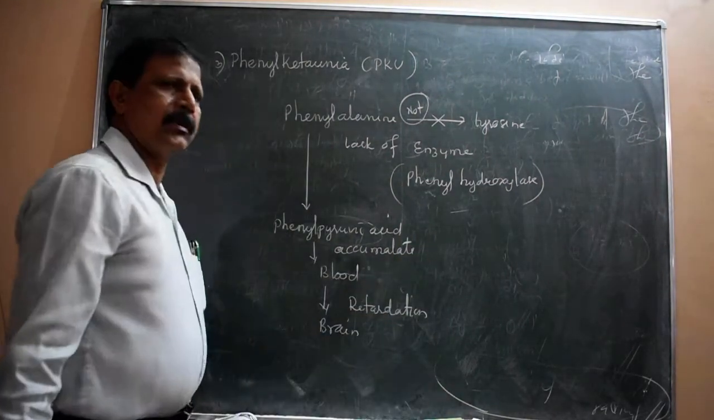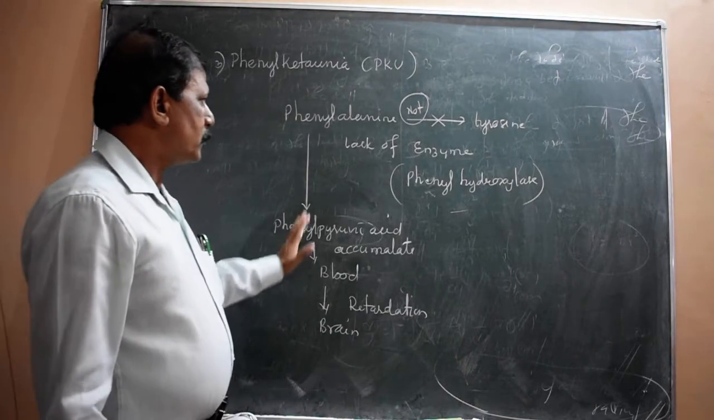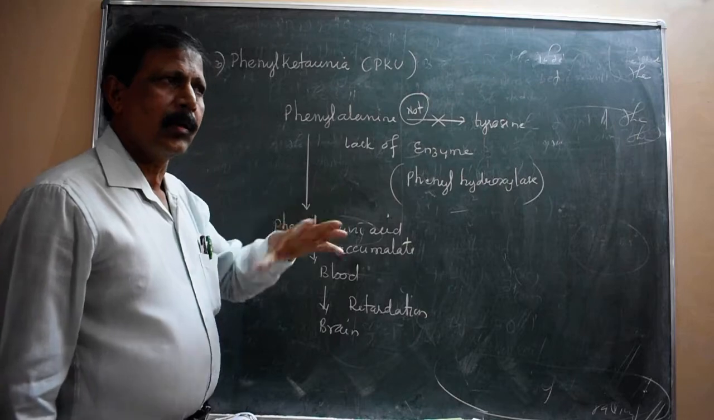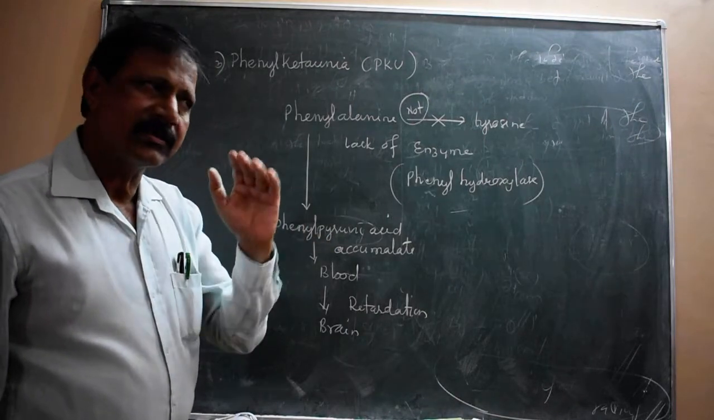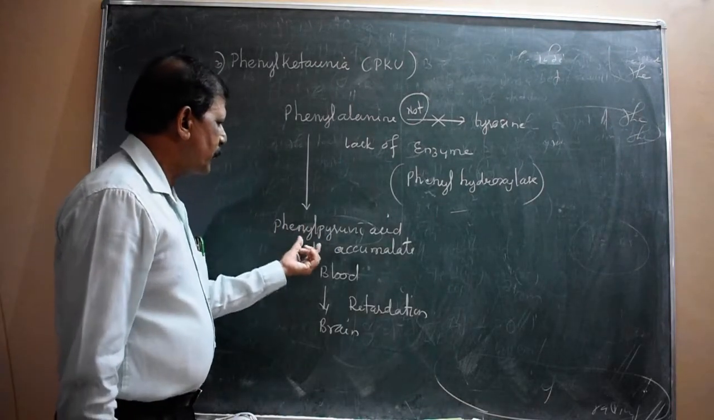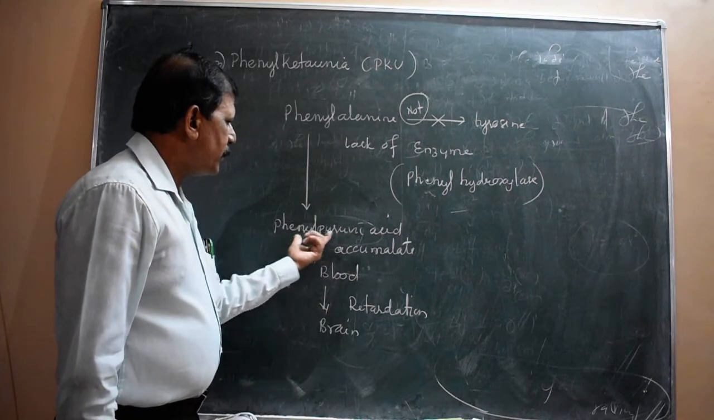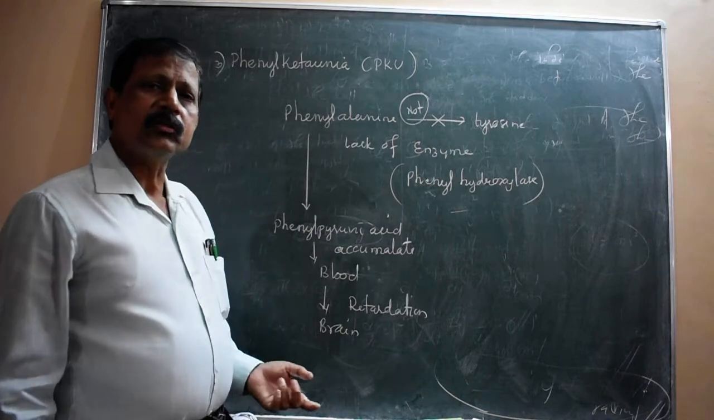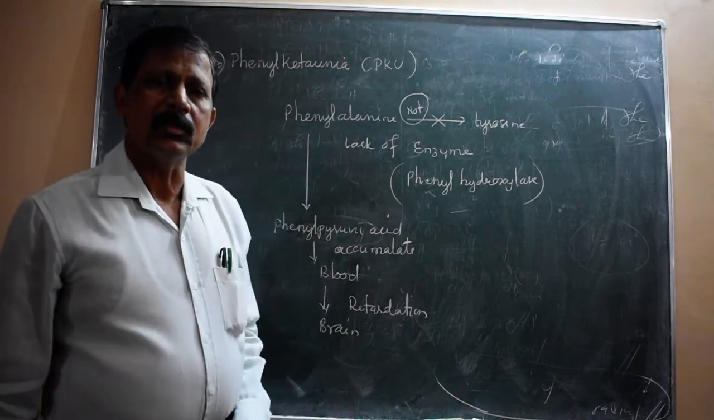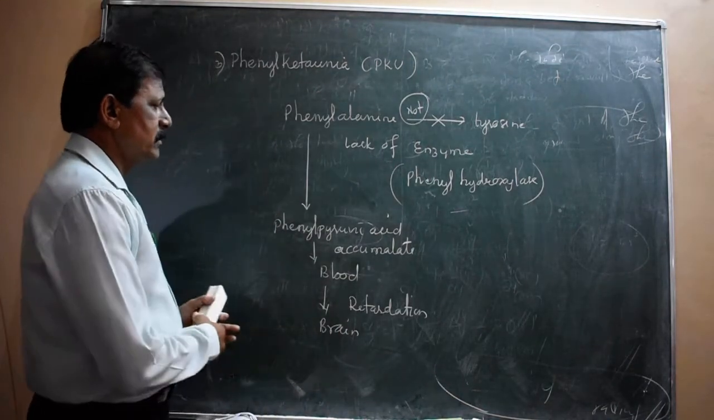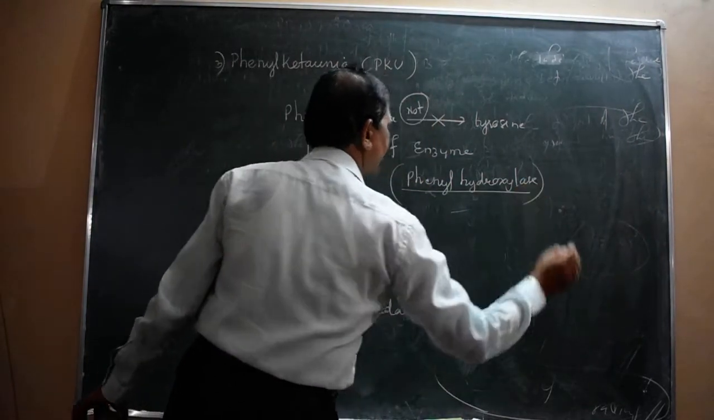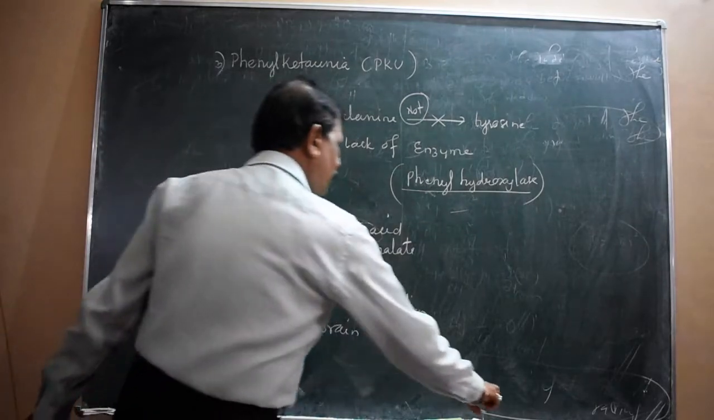Such a person looks very retarded, and the IQ level also goes down. That is because of accumulation of phenylpyruvic acid in the brain region, and sometimes it also goes out along with the urine. It is a severe case. That is because of the absence of what enzyme? Phenylalanine hydroxylase.